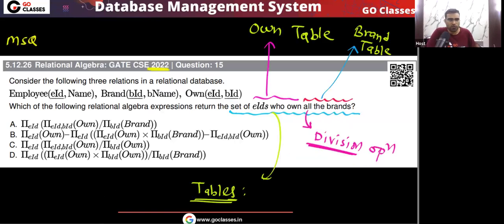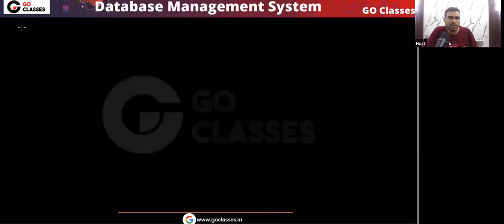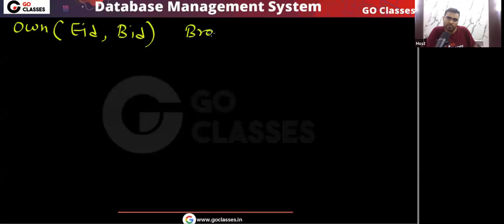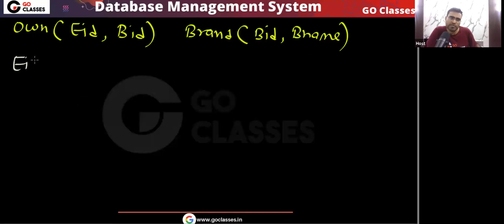Now, very simple. So finally, two tables you need: one is the own table, another is the brand table. Okay, these two tables you need. So now you have the own table, with EID and BID, brand ID, and there is the brand table. Here you have brand ID and the brand name. Now, what do we want? We want employee IDs who own every brand. Yes or no? I want employee IDs who own all brands.